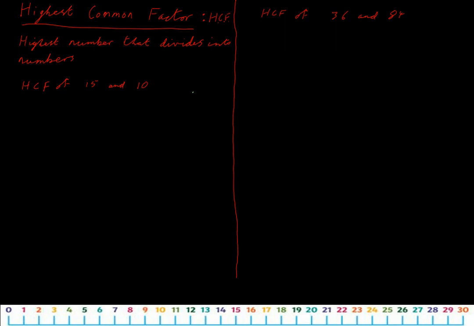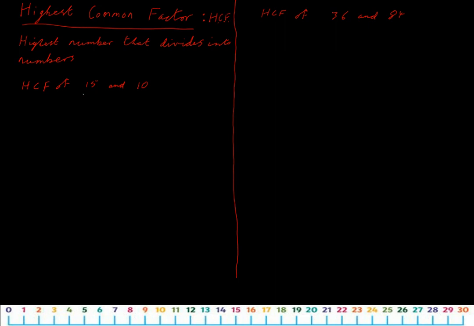Hello, now we're going to continue on with our work in factors and natural numbers by looking at the highest common factor between two numbers. So we already know that a factor is a number that divides into another number evenly. And now we're going to look for the biggest number, the highest number that divides into two numbers. Again, this becomes a lot clearer when we look at an example.